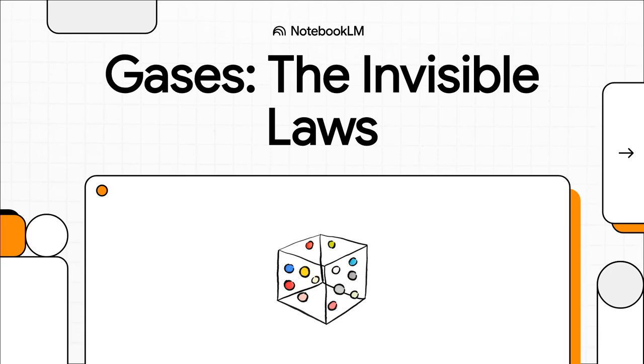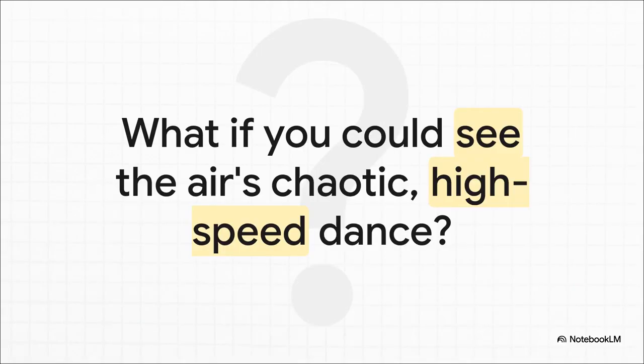Today, we're diving into the state of matter we're swimming in every single second, but can't actually see: gases. You'd think they're pretty simple, right? Mostly just empty space. But the thing is, gases are run by a set of invisible laws. Laws that are so predictable, they can explain everything from how a car tire stays inflated to why a hot air balloon flies. Just think about it for a second.